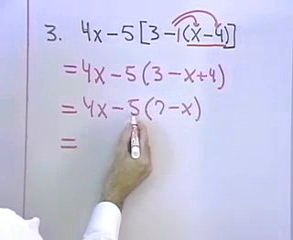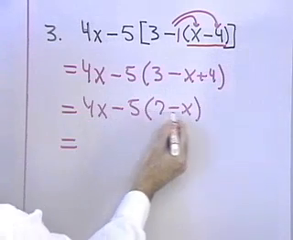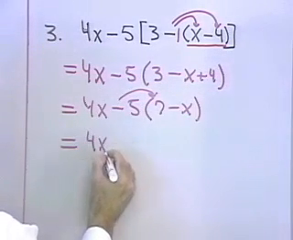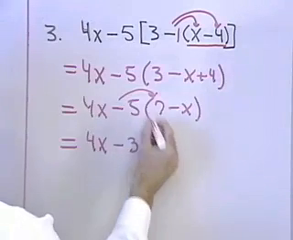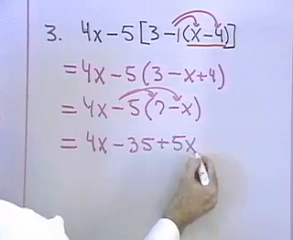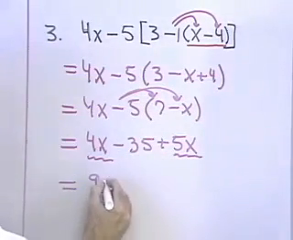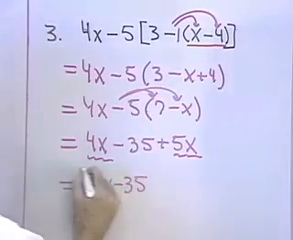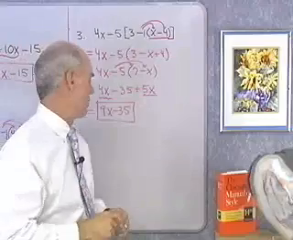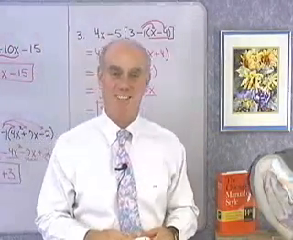Now I'll distribute the 5 and take the negative sign with it, thinking of this as addition of negative 5 times all this. So negative 5 times 7 will be negative 35, which I'll write as 4x minus 35. Negative 5 times negative x is positive 5x. I see I have two similar terms, 4x and 5x. That will give me 9x minus 35. So three different looking problems, each of which really amounts to simply an exercise in combining similar terms.